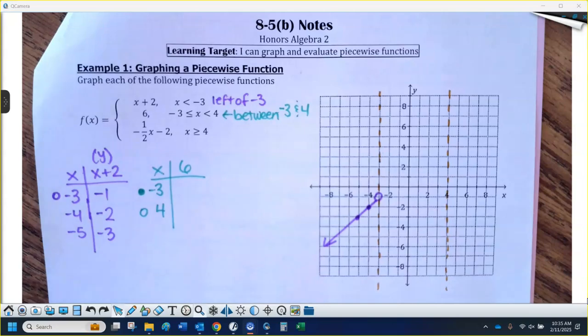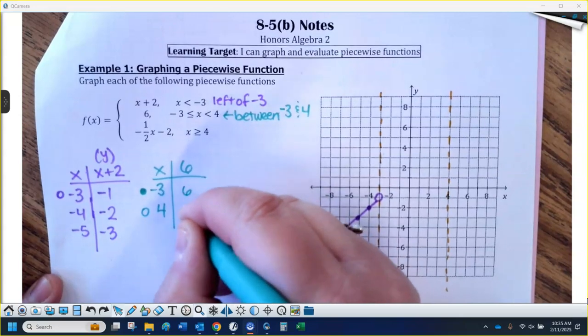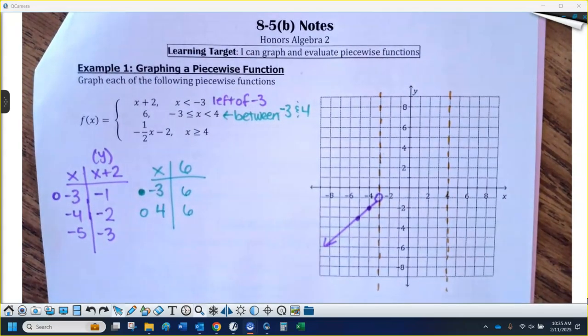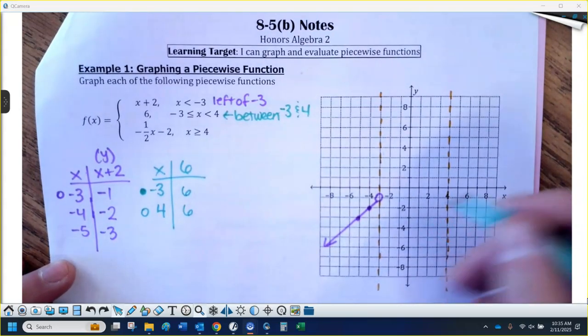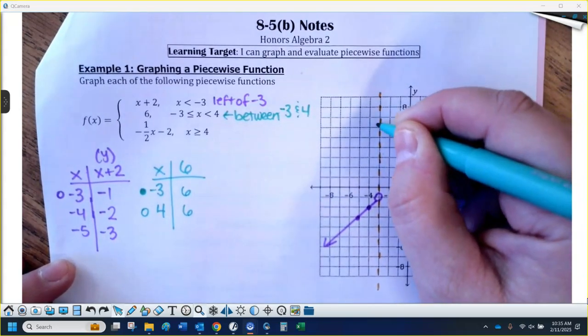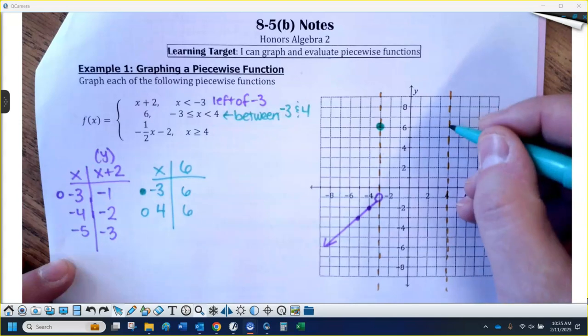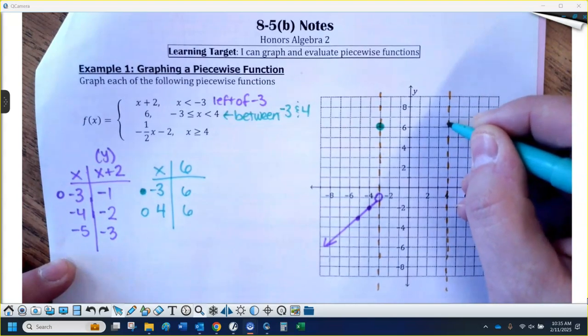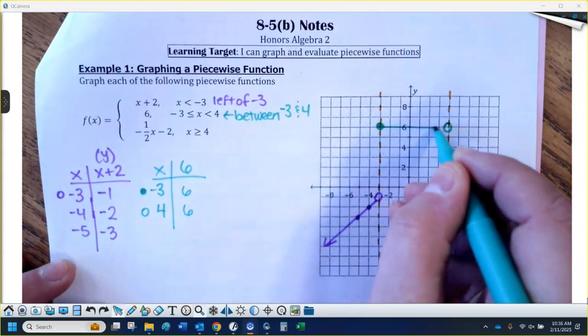So at -3, I'm not actually plugging anything in because the piece is just 6. So no matter what, the y-coordinate would just be 6. So for this middle piece, at -3, I'm going to go up to 6 and make a closed circle right there. And then the other point I plugged in was just 4, because that's where it's going to stop. That would also be 6, but this will be an open circle because of the way the inequality symbol is.